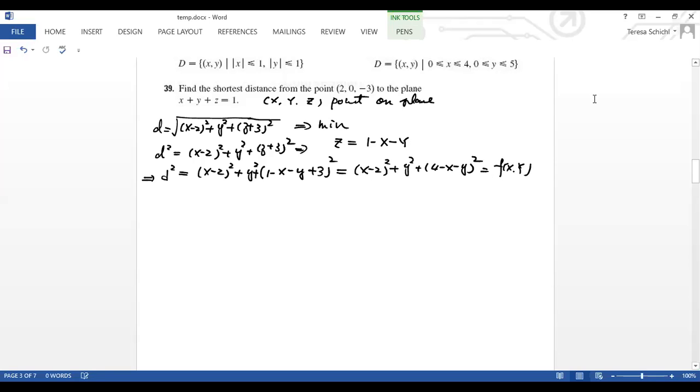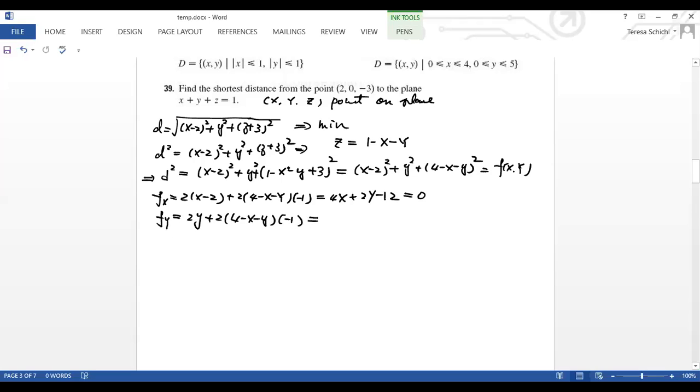After you set up the problem, then the remaining will be the same, right? So you set the first derivative. The first derivative f of x is 2 times (x minus 2) plus 2 times (4 minus x minus y) with the chain rule, right? So you can simplify that. It will be 4x plus 2y minus 12. Okay, you set it equal to 0. Then f of y, you take the derivative of this one, it will be 2y plus 2 times (4 minus x minus y), and then the chain rule is negative 1. So you combine it, you get 2x plus 4y minus 8 equal to 0.